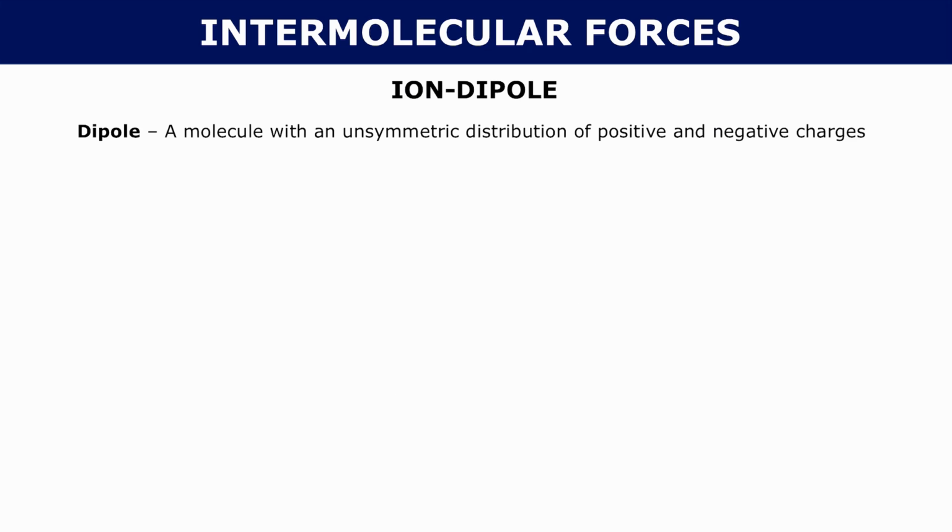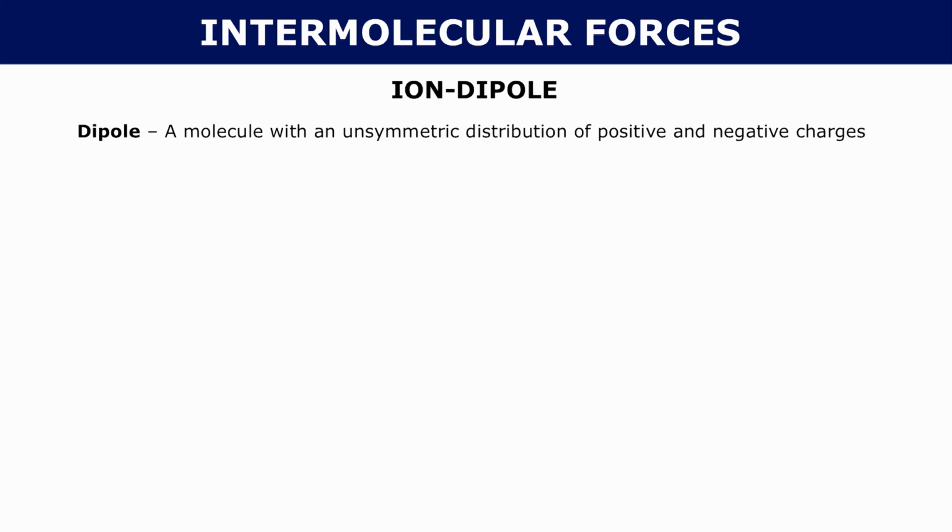The next one that you're going to have is an ion-dipole. A dipole is a molecule with an unsymmetric distribution of positive and negative charges. If you look at a diagram, you're going to have different electronegativities of different atoms. Electronegativity is an atom's want to attract electrons. If you have a really electronegative atom, when it forms a bond with another atom, it's going to want to attract most of the electrons to itself.